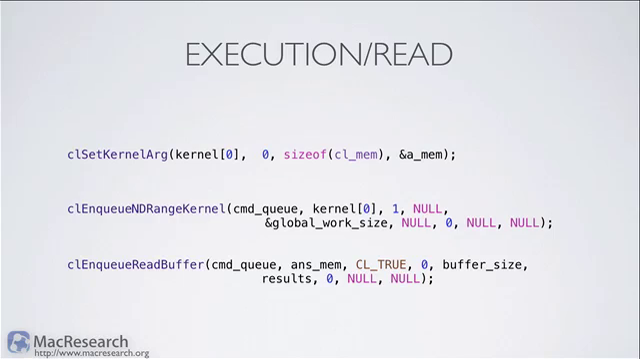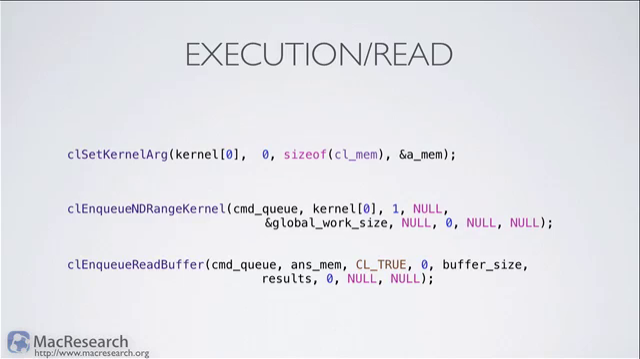And again, CL true or CL false means that it's either a blocking read or we just don't wait. By and large, you're going to be doing blocking reads, would be my guess, because you want to make sure you've got everything read out before you go and start doing something else with the results. You want to make sure you have them and that you've read them into whatever array you specified.